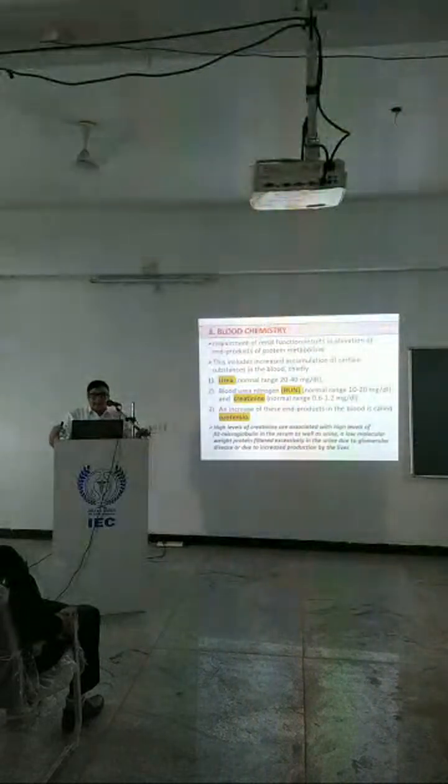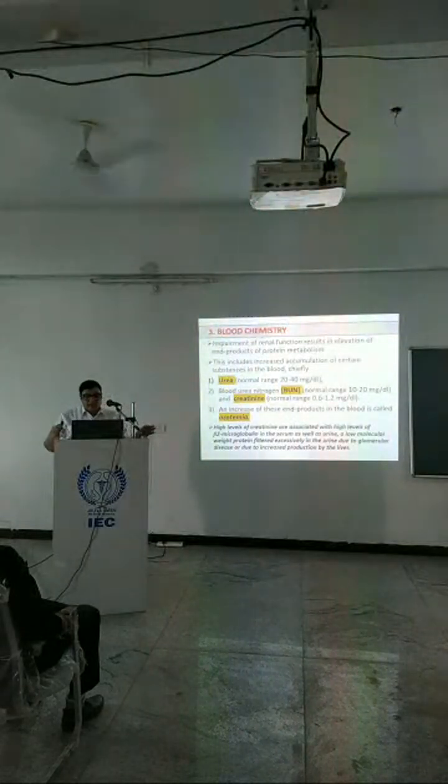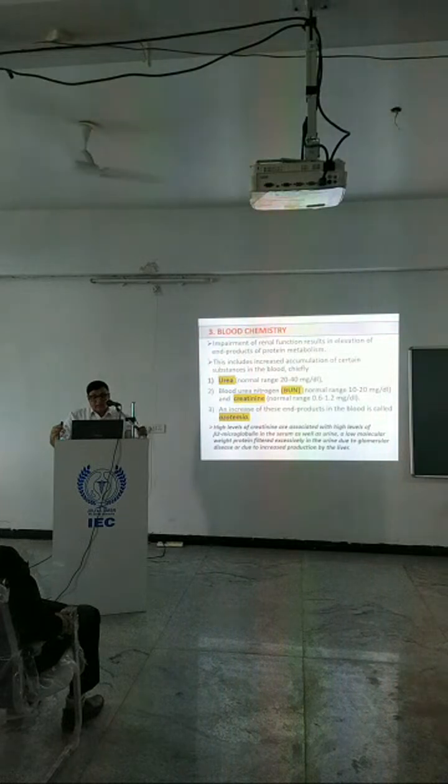High levels of creatinine are associated with beta 2 microglobulin in the serum as well as urine, a low molecular weight protein filtered excessively in the urine due to a glomerular disease or due to any increased production by the liver. Microalbuminuria is also the phenomenon by which, in the beginning, we can say that diseases like diabetes have started filtering the albumins, low molecular weight albumins.